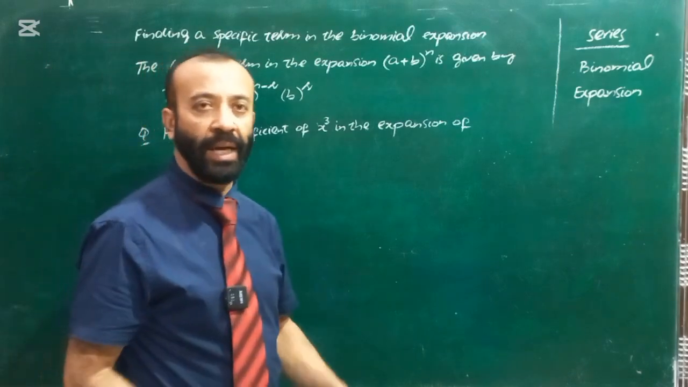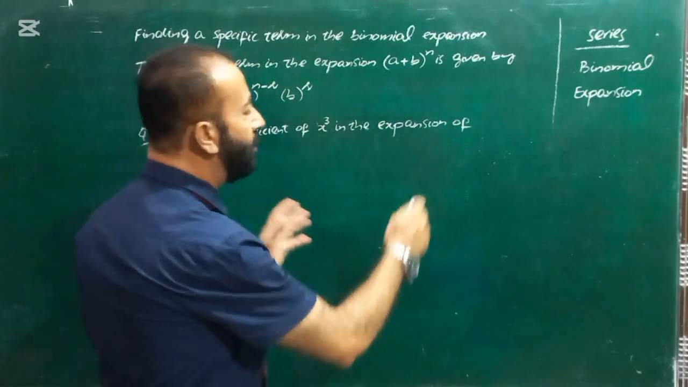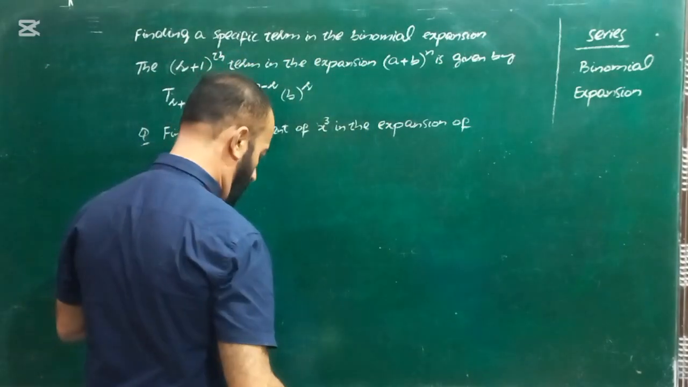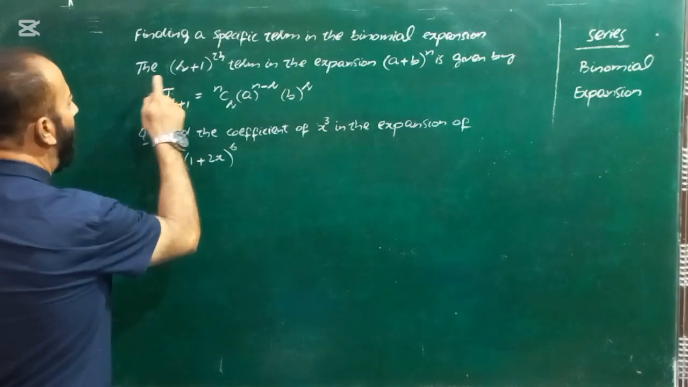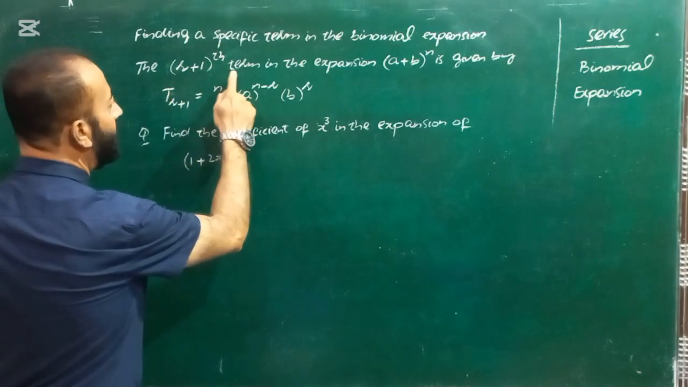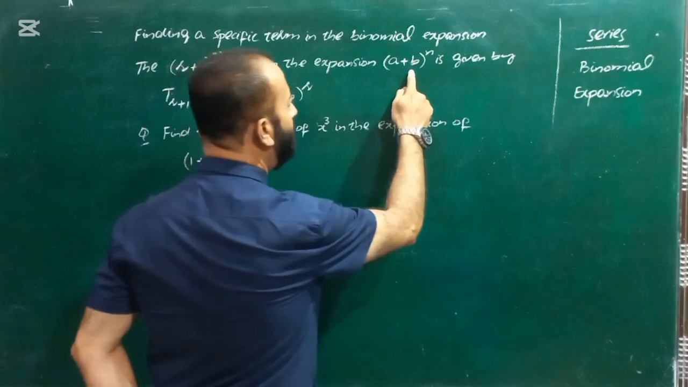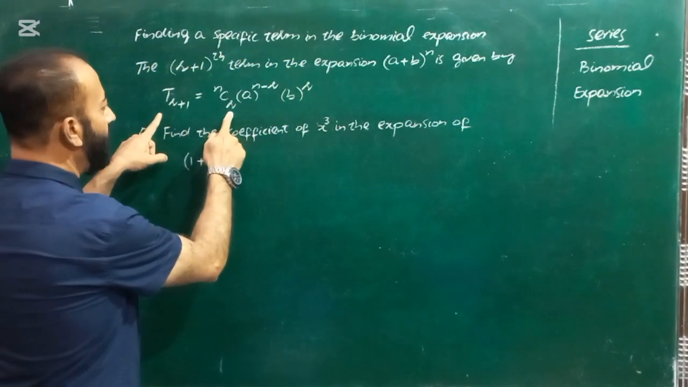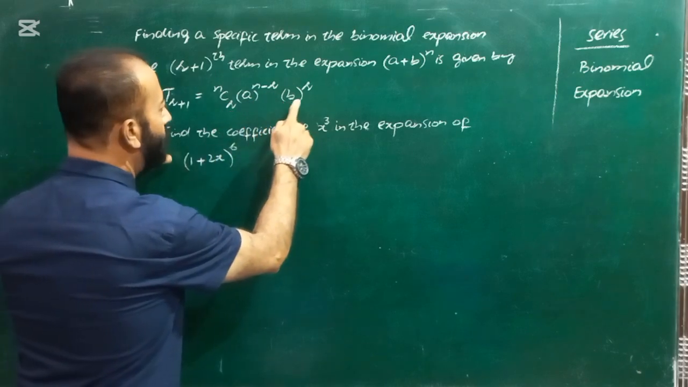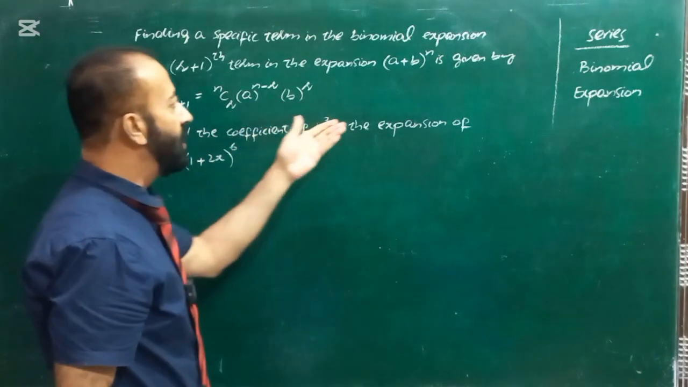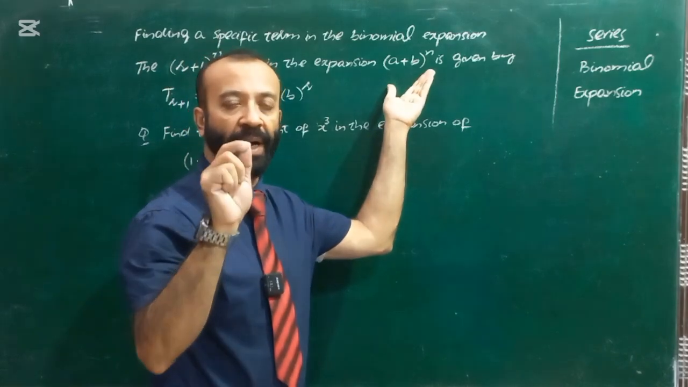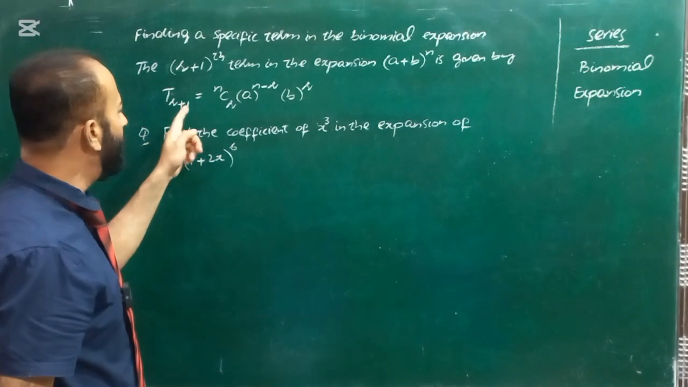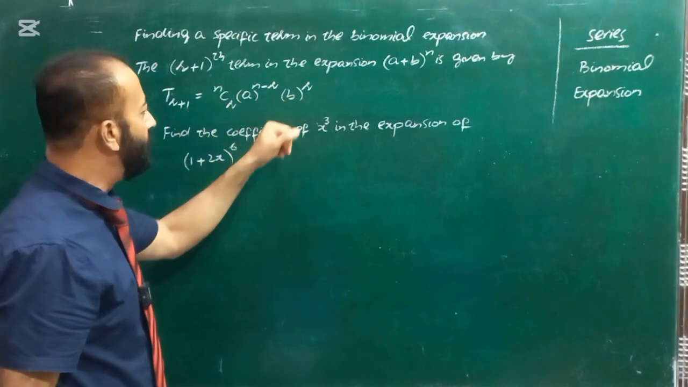Okay, students, here is a new category in binomial expansion, that is finding a specific term in the binomial expansion. So look now, the (r+1)th term in the expansion (a+b) raised to the power n is given by T(r+1) = nCr a^(n-r) b^r. So here is the binomial expansion, and if we are required to find a specific term, the formula will be this one: T(r+1) = nCr a^(n-r) b^r.